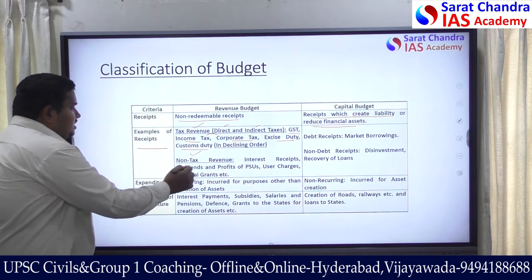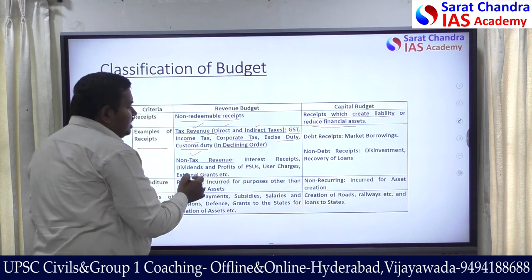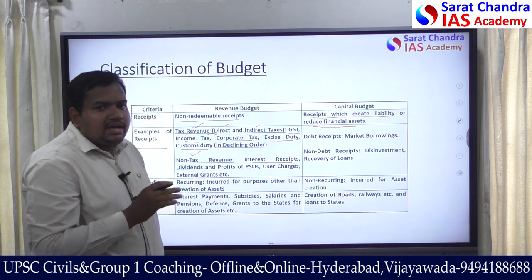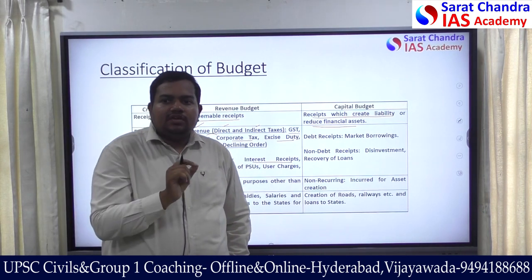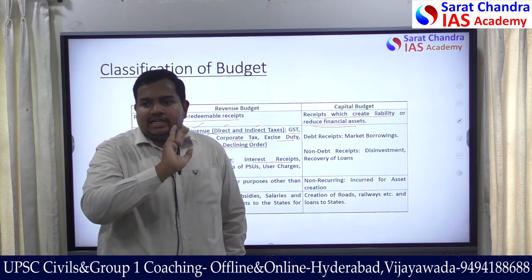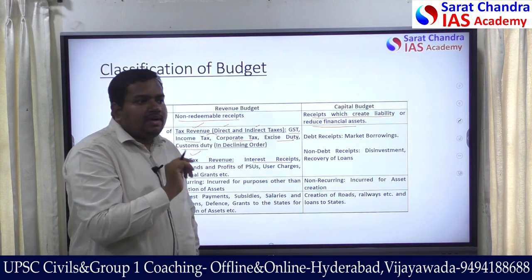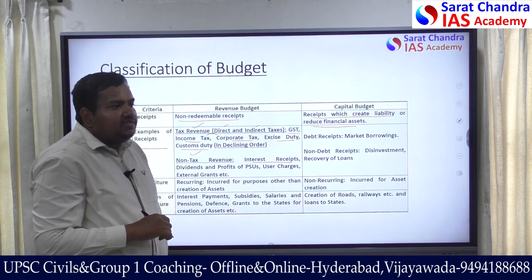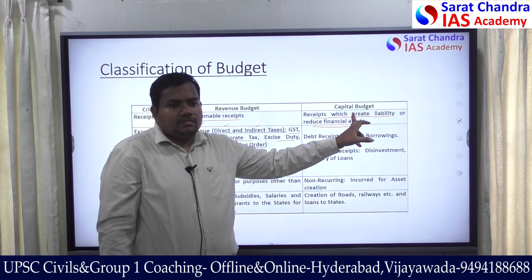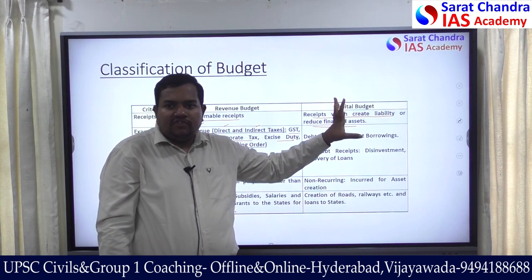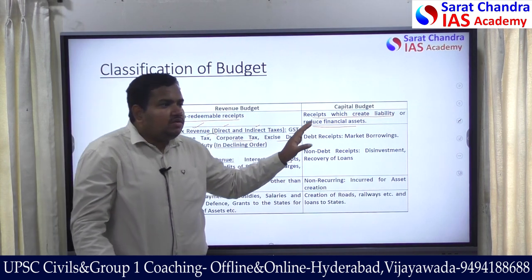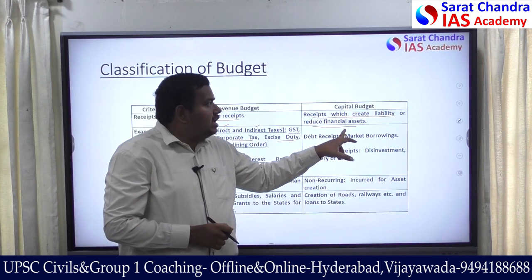Okay. Next, non-tax revenue. So, what comes under non-tax revenue? Interest receipts. That means, what I told you already, the center will give some loans to the states. They are going to repay interest. That interest will come under revenue account. If they are going to repay the total loan, that will come under capital account. Understood the difference? Interest will come under revenue. But if they are going to repay the total loan back, then it will come under capital.